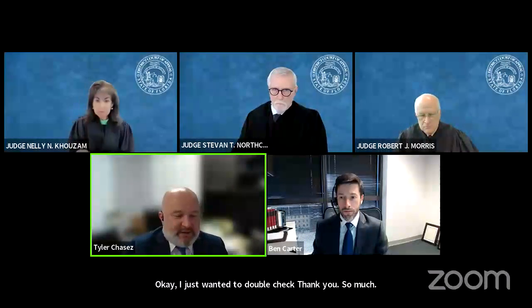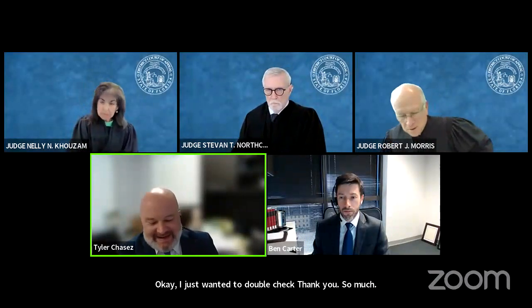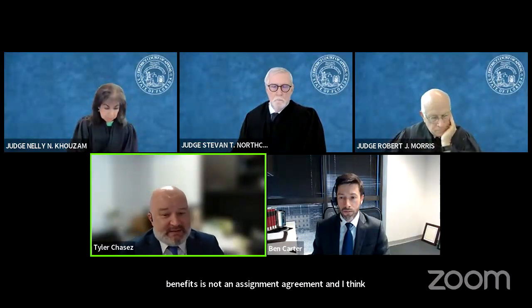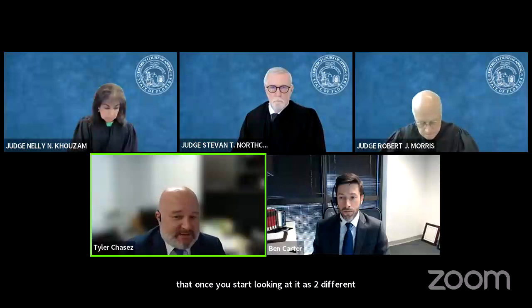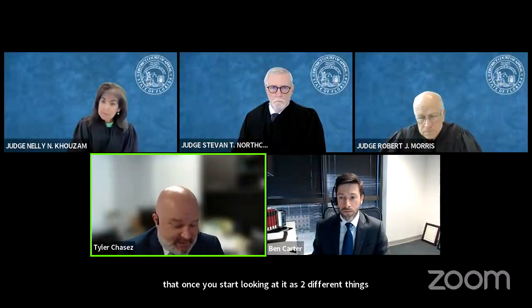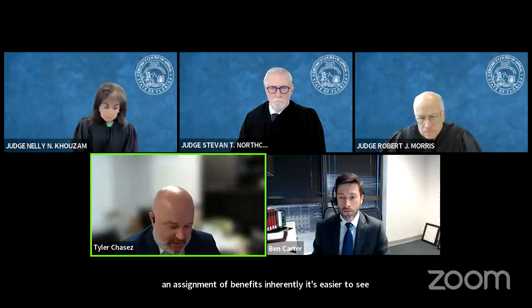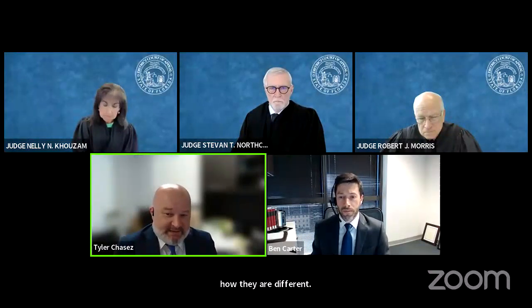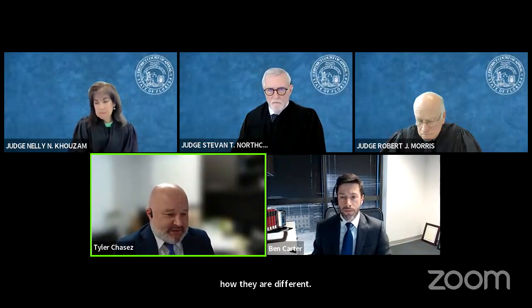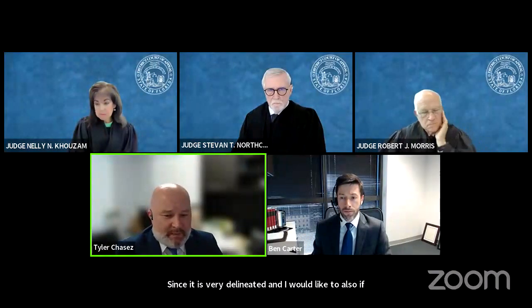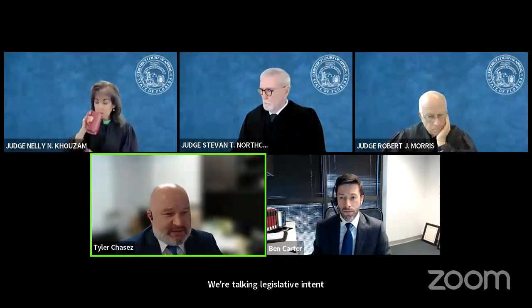I would like to also clarify that our assignment of benefits is not an assignment agreement. And I think that once you start looking at it as two different things, an assignment agreement under the statute as well as an assignment of benefits, it's easier to see how they are different, since it is very delineated.